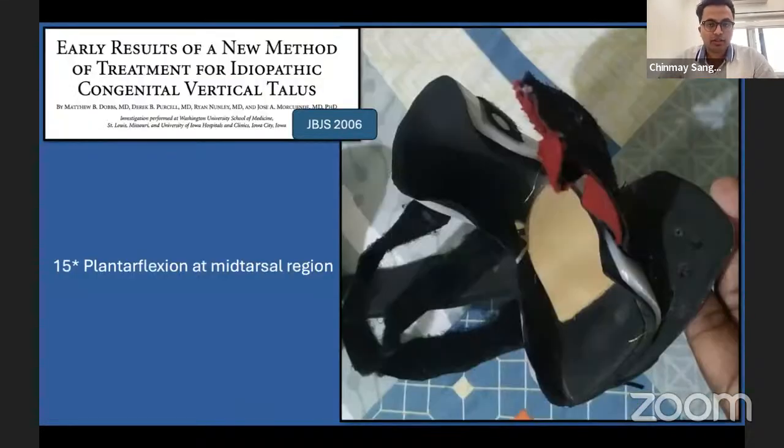Now coming to the bracing protocol, the paper published by Dobbs in 2006 talks about the bracing protocol, with 15-degree plantar flexion at the metatarsal region, which causes the talus to be kept in position for a longer period of time. We customized this type of brace for the children, so the talus will not get dislocated or subluxated again into the vertical talus position.